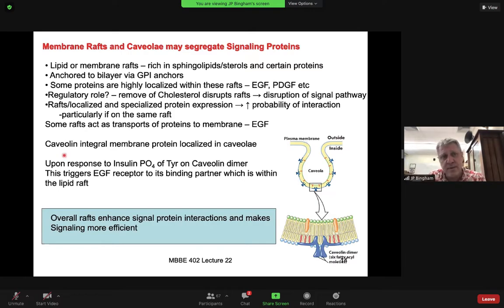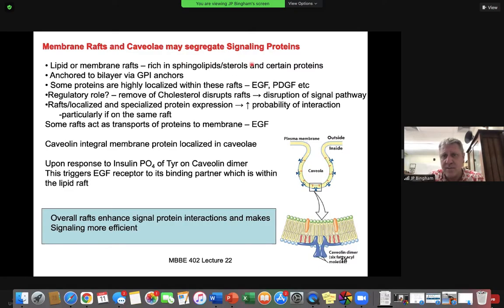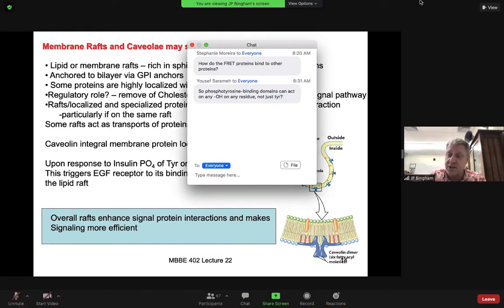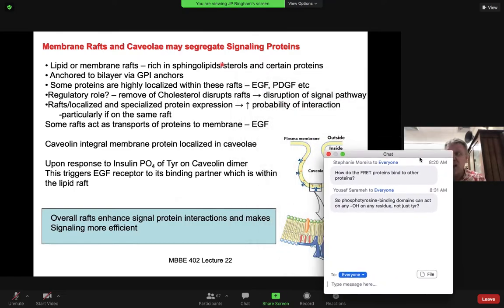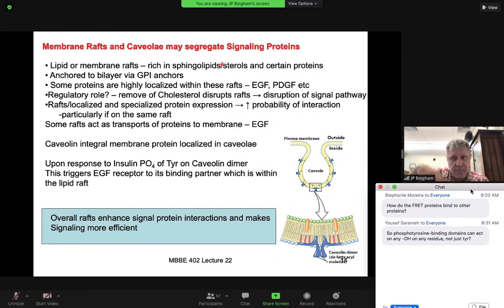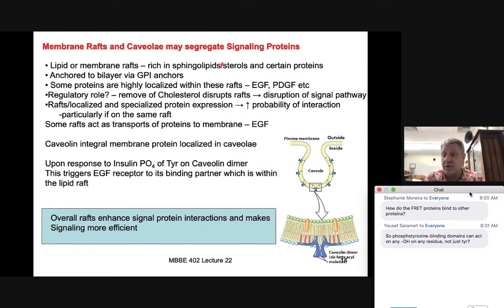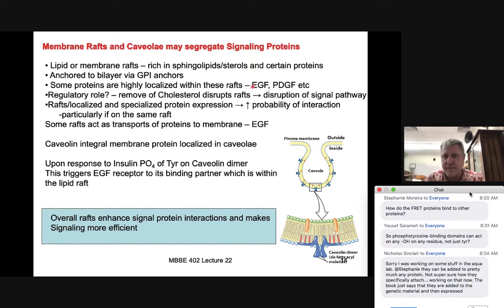These lipid membranes or lipid rafts are rich in sphingolipids and sterols, which give us the capacity to change both the thickness and the permeability in regards to the stabilization of proteins within those two leaflets. Some proteins are highly localized in these rafts, such as epidermal growth factor receptors and other transmembrane proteins. We believe, and this is still open to controversy, that they play a regulatory role.